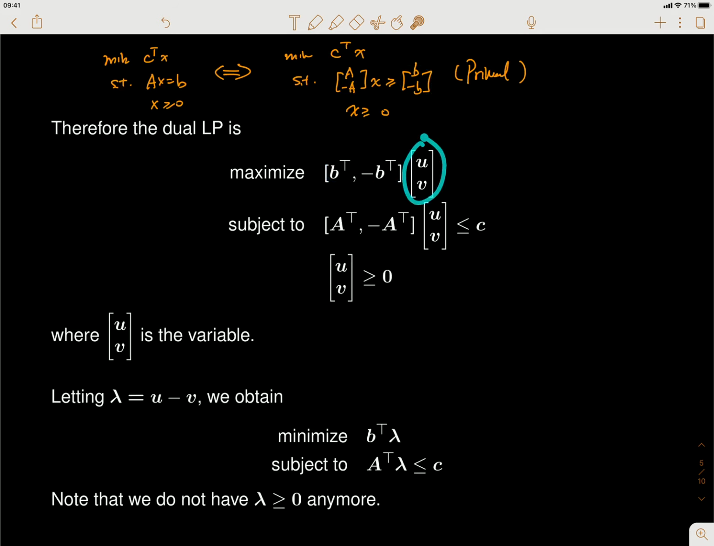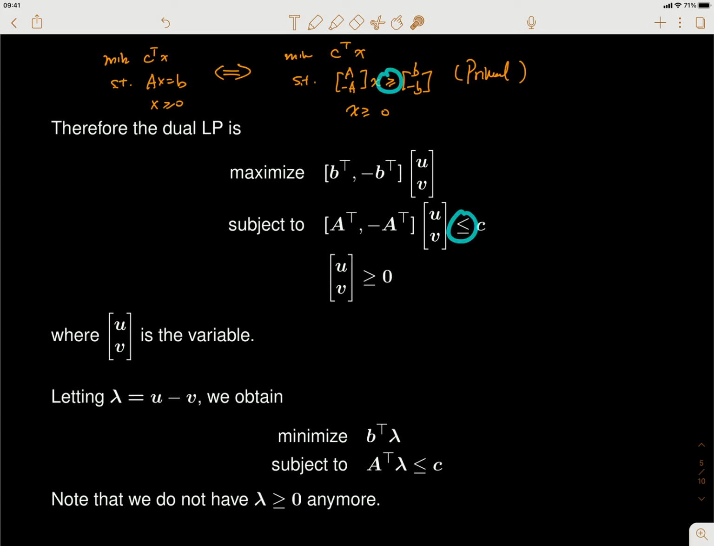And the dual variable I call u and v, as I just explained. And that's the maximization objective function. In the inequality constraint, we need to switch these two. So I'll have c here, no problem, and I'm going to have the transpose of this. When I put the transpose of this, it becomes A transpose and negative A transpose. And also u and v together is our variable, and we also need to change the inequality direction.